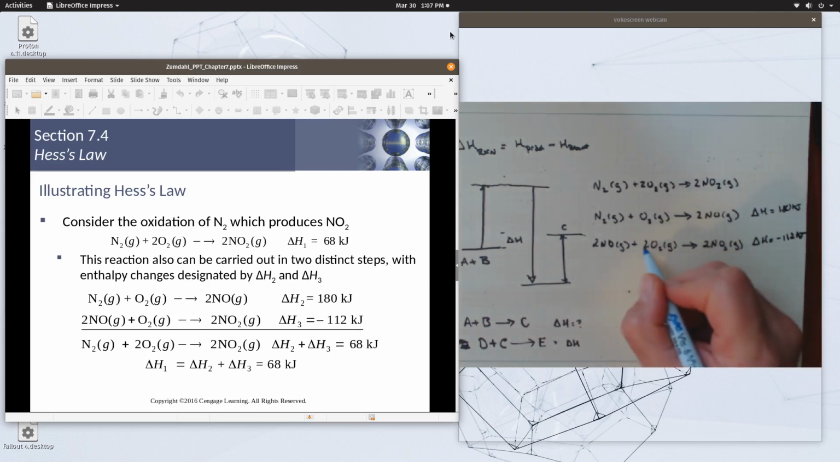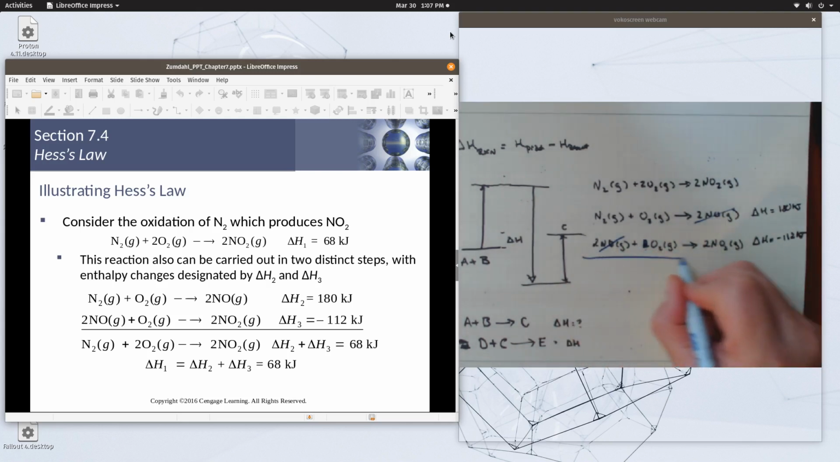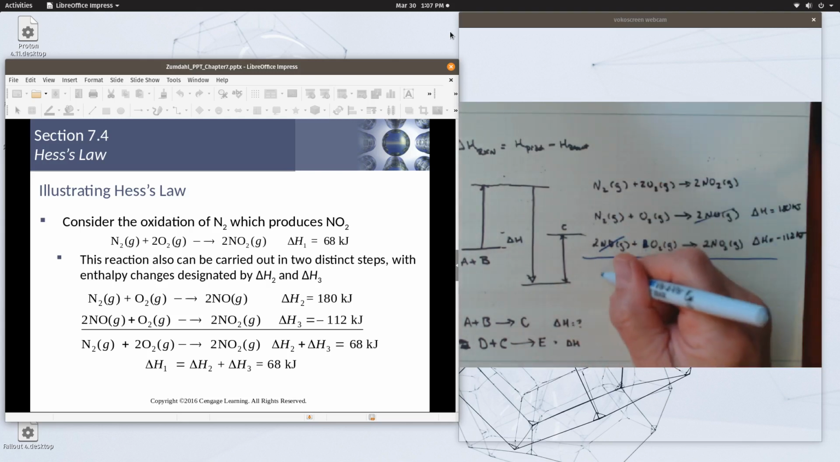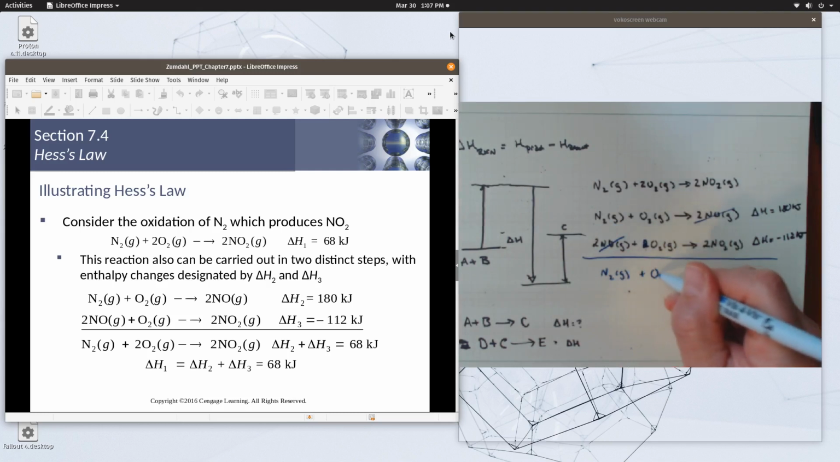Oh, this is only one. Sorry about that. There's only one of those guys. There's a net reaction, so 2 moles or 2 molecules of that appeared over here. 2 molecules of that appeared over here. I can add these together: N2 in the gas phase plus O2 in the gas phase to give me 2 NO2, also in the gas phase.